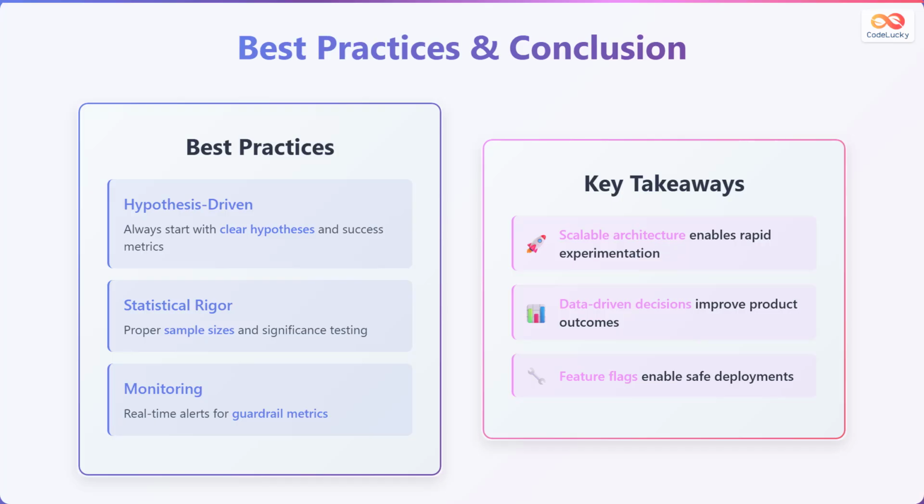In conclusion, following best practices is essential for successful A/B testing. This includes being hypothesis-driven by starting with clear hypotheses and success metrics, applying statistical rigor with proper sample sizes and significance testing, and also continuous monitoring with real-time alerts for guardrail metrics. Scalable architecture enables rapid experimentation. Data-driven decisions improve product outcomes. Feature flags enable safe deployments.